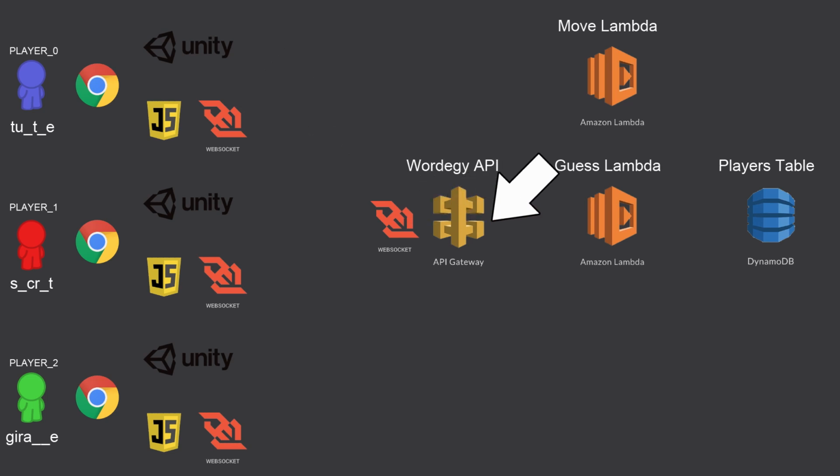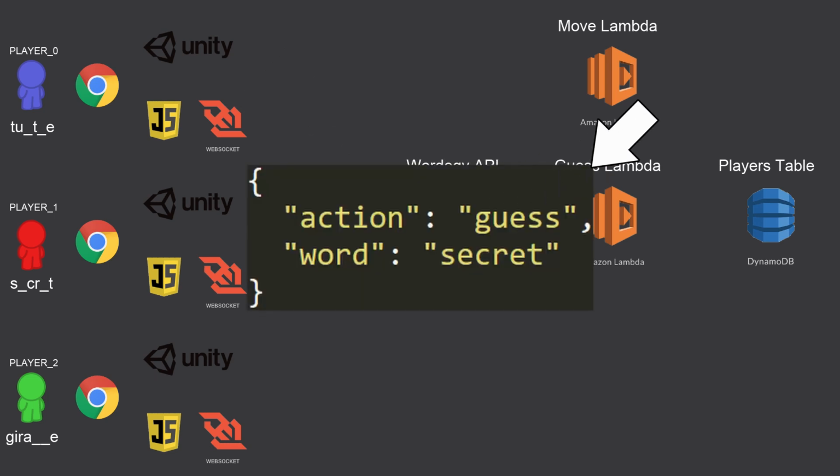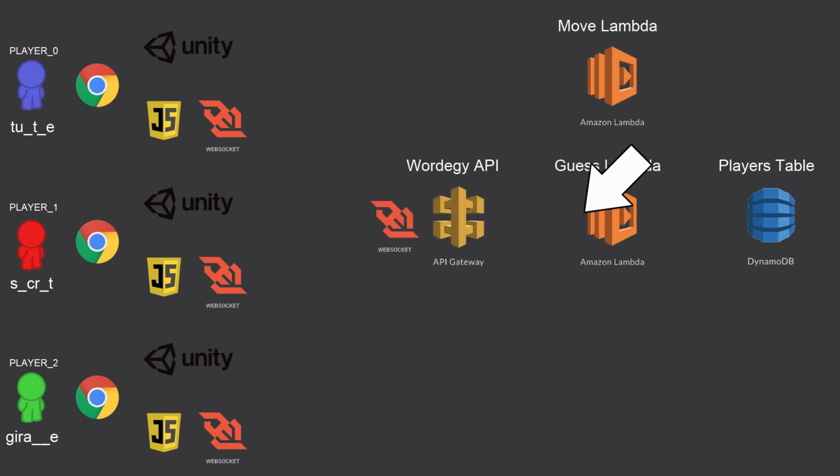API Gateway is a simple AWS service that just looks at the received packet, reads the action property, and sends it to the corresponding Lambda function. In this case, action says guess, so API Gateway will route it over to our guess Lambda function. The Lambdas are where all of our server code lives. The last AWS service on this chart is DynamoDB.